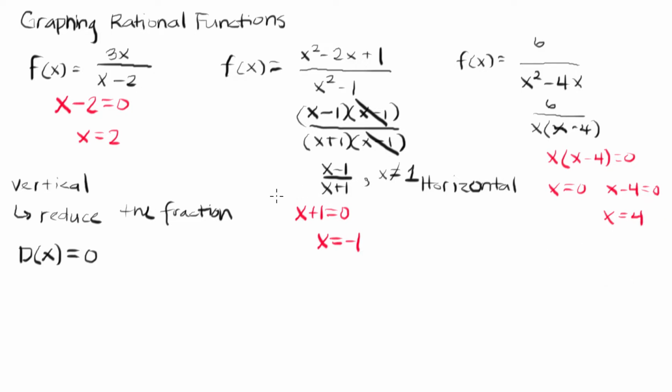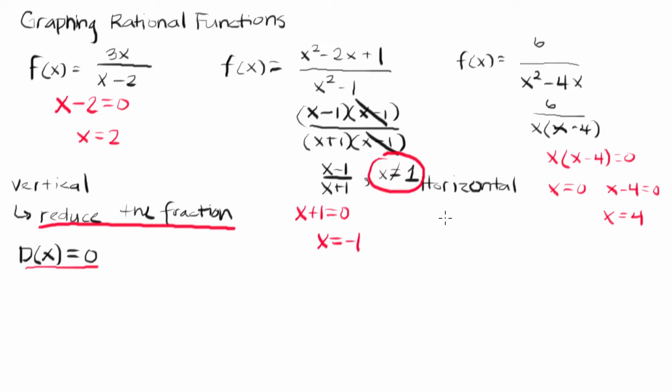That's how we find our vertical asymptotes. So the first thing you're going to do is reduce the fraction, and then set the denominator equal to 0, and that identifies your vertical asymptotes. Now, later we will talk about what this means. Right now, focus on vertical asymptotes.